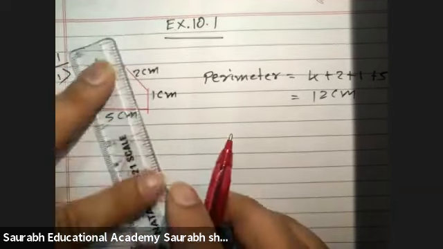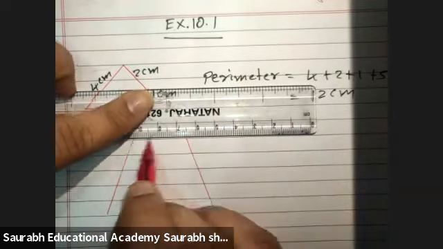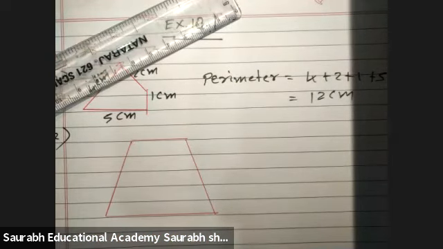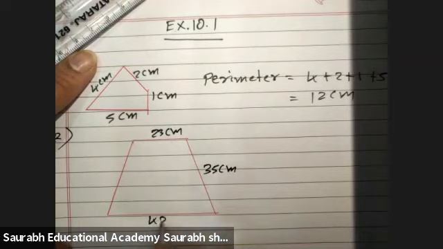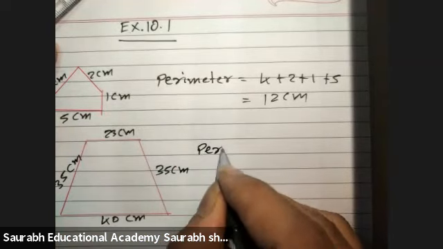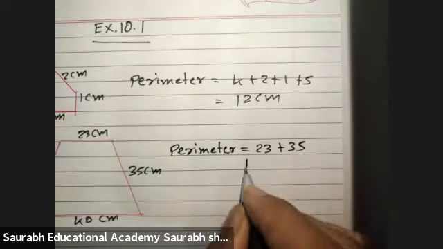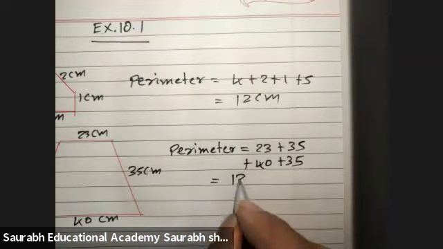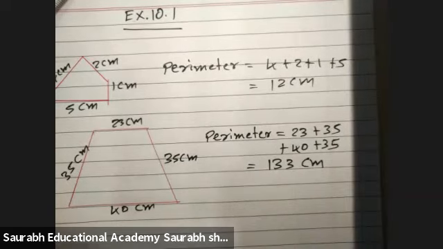Let me draw it. 23 centimeter, 35 centimeter, 40 centimeter, and 35 centimeter. So perimeter is equals to 23 plus 35 plus 40 plus 35. Total 133 centimeter, right?